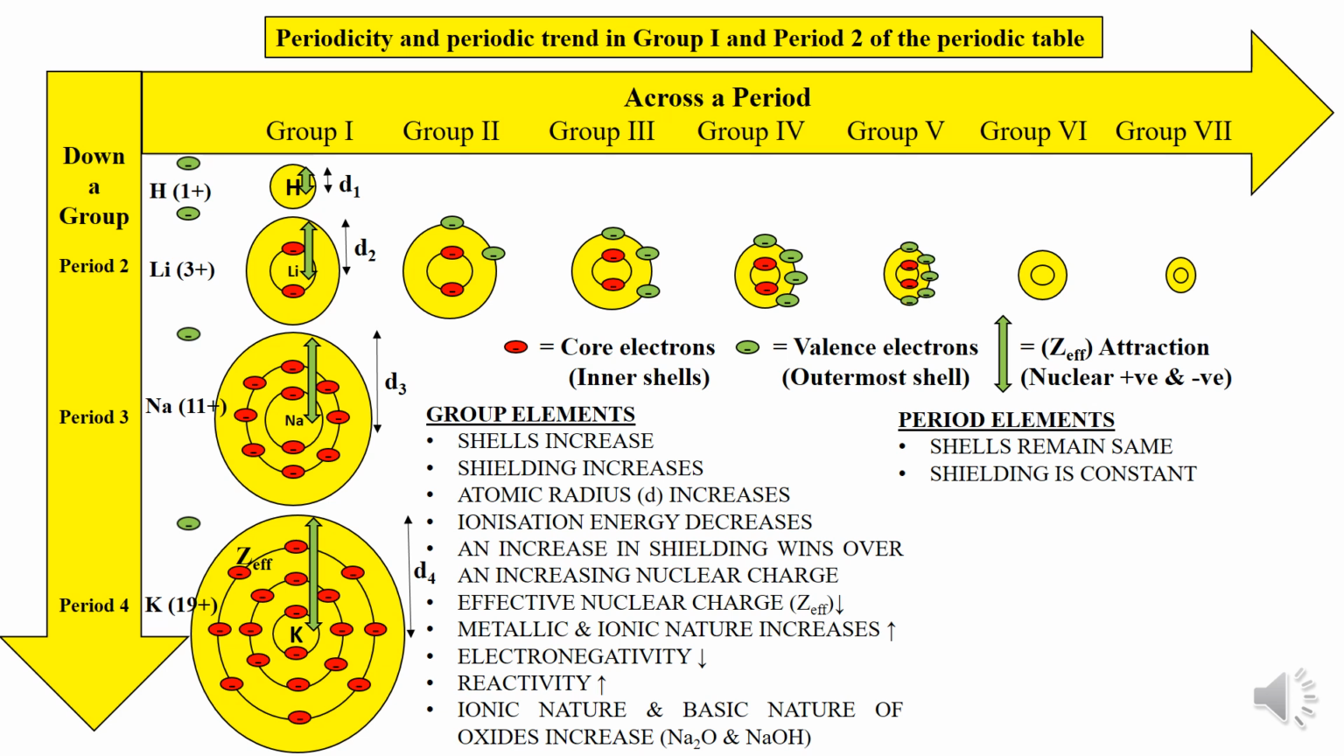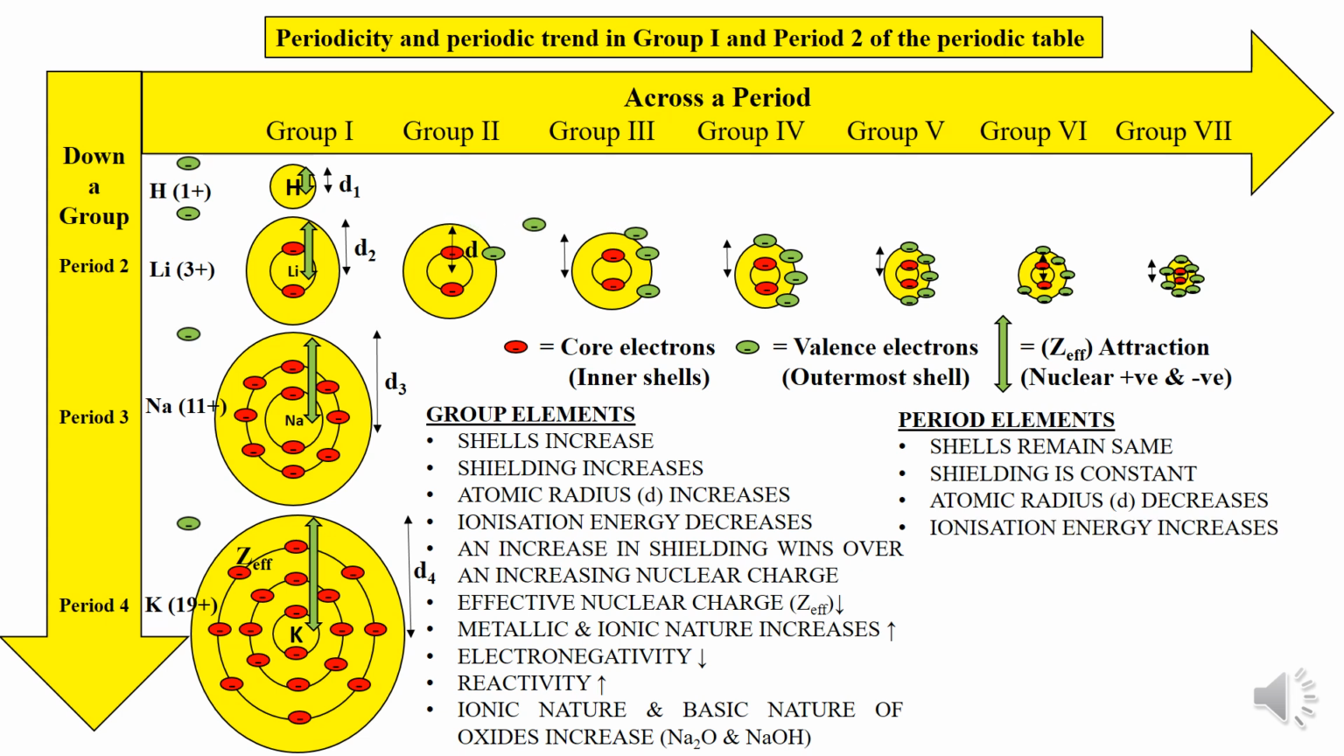Metallic and ionic nature increases. Metallic nature is the ability to donate electrons. The metals belong to group 1. They have the tendency to lose an electron in order to attain the stable electronic configuration, and thereby they also behave as ions after the reaction. For example, potassium reacts with fluoride to form potassium fluoride. The potassium ion has a positive charge, while the fluoride ion has a negative charge.